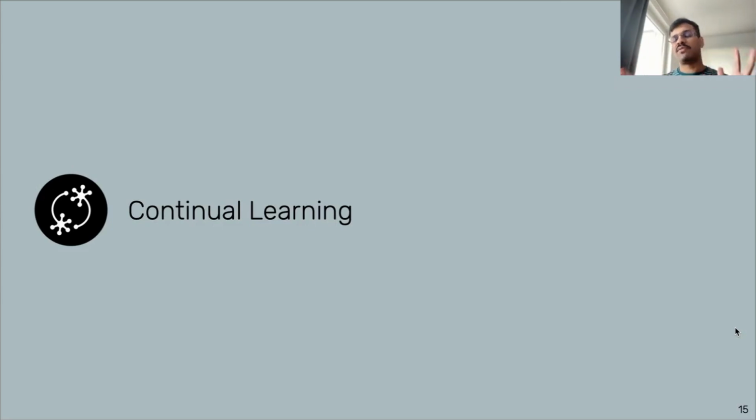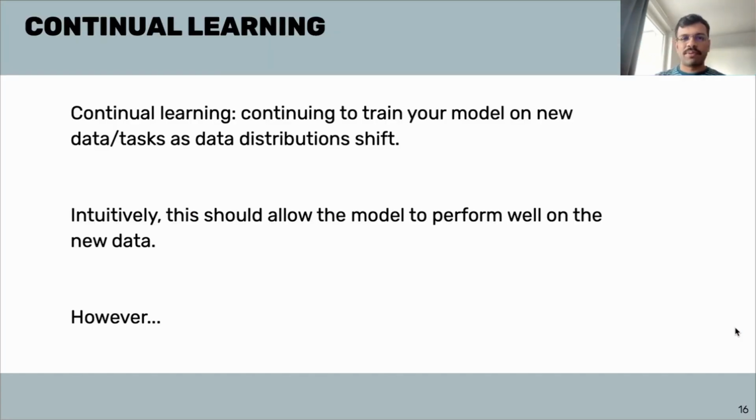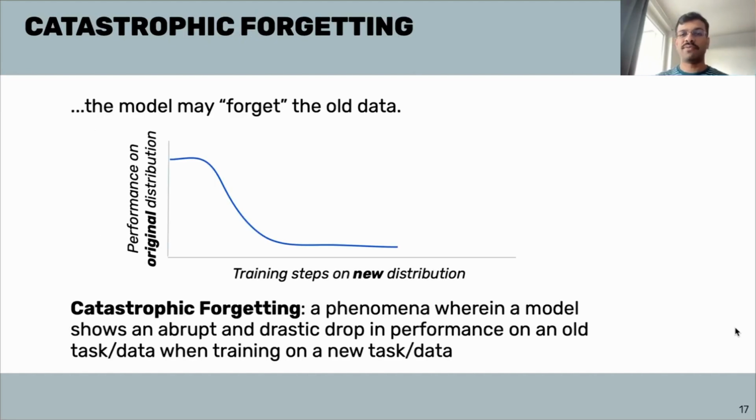In this set of tutorials, we'll look at a particular class of problems, but the ideas we learn will be quite generalizable. So, the problem is we want to continue training our model on new data or tasks as data distribution shift, right? And if we imbue a model with this ability, then this model should be able to perform well on new data. However, the model may forget the old data, right? So this is the problem of catastrophic forgetting, as it's called.